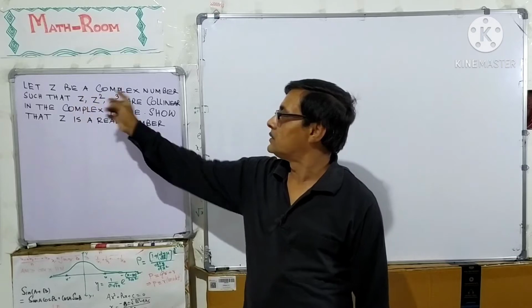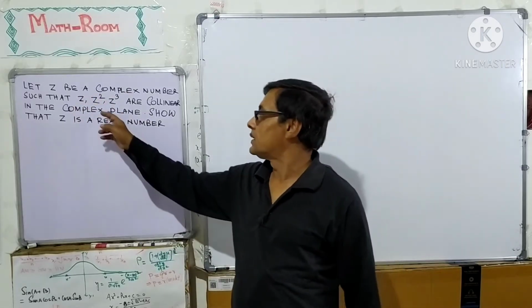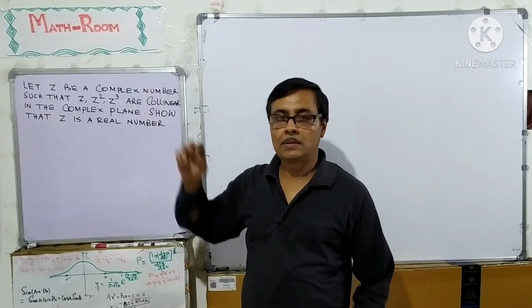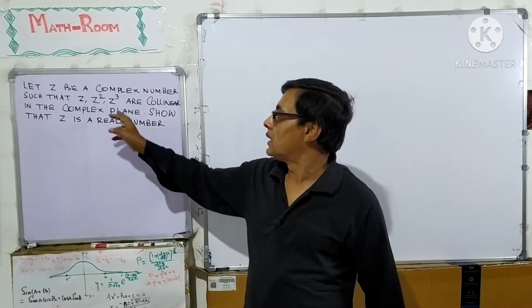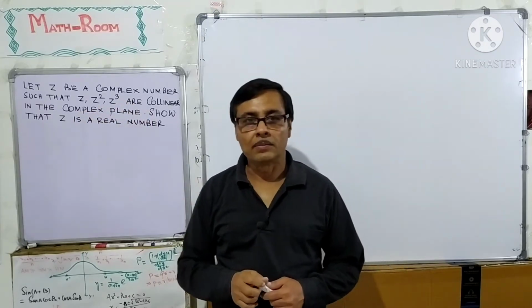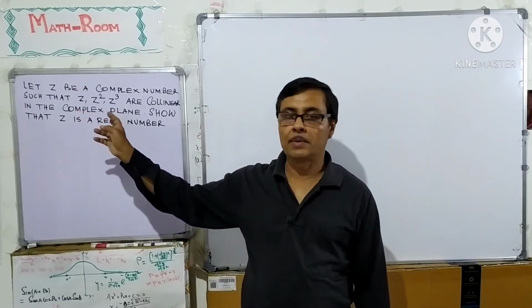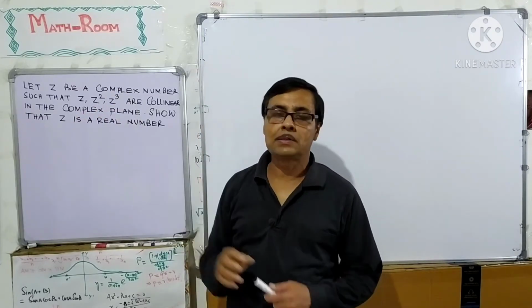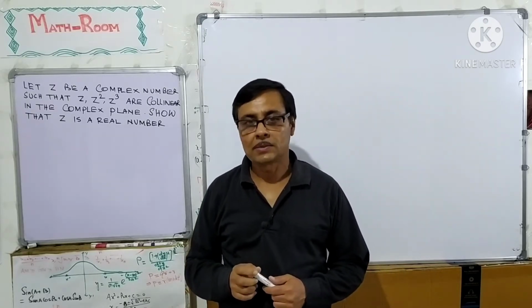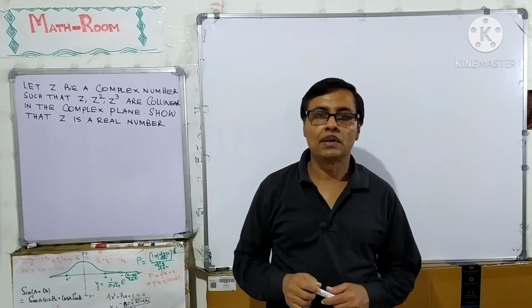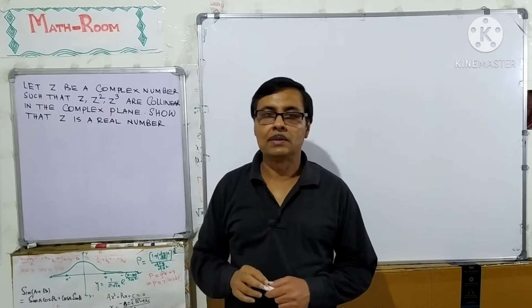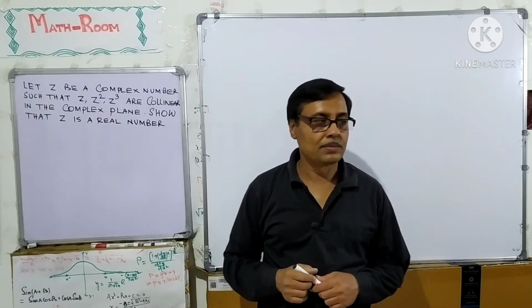The problem is, let z be a complex number such that z, z square, z cube are collinear, that is, they lie in the same straight line in the complex plane. We have to prove that z is a real number when z, z square and z cube are collinear, and z is a complex number. Now, let us begin.